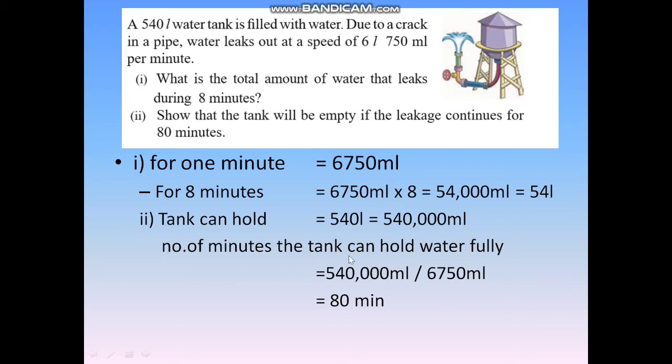Number of minutes the tank can hold water fully. How are we going to find it? So we have the full capacity of the water tank. So let's divide it by the amount of water leaking for 1 minute. That means that is 6750 milliliters. We are going to divide this by 6750 milliliters and we get the answer as 80. So this statement is true.